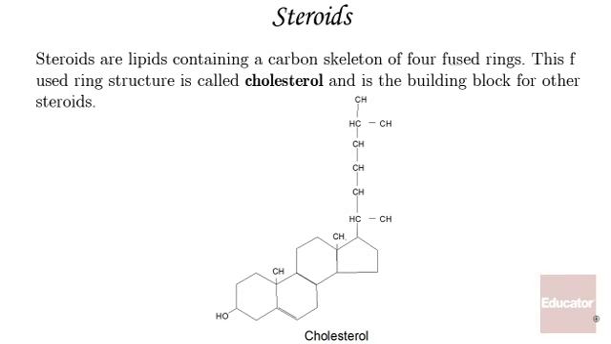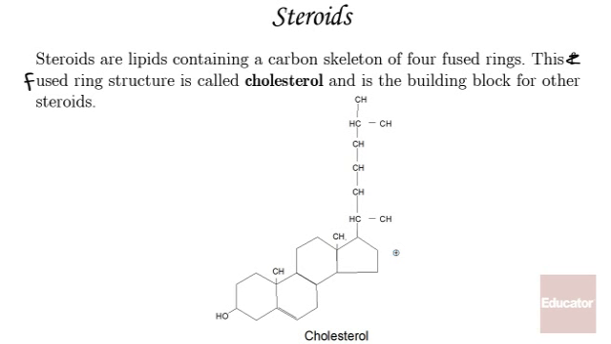The third type of lipid we're going to discuss is steroids. Steroids are lipids that contain a carbon skeleton of 4 fused rings. This basic ring structure is called cholesterol. And it's the building block for other steroids.